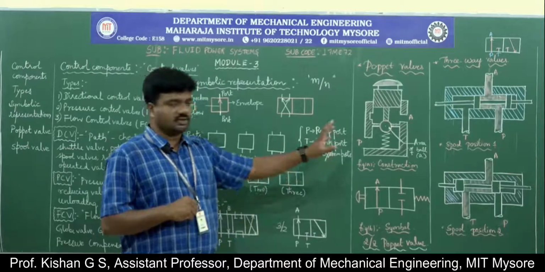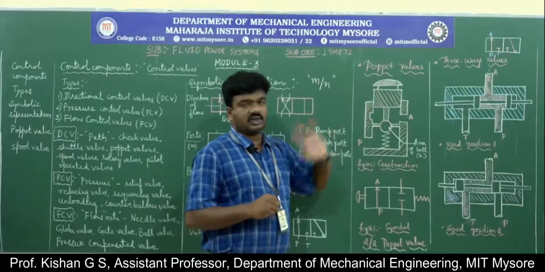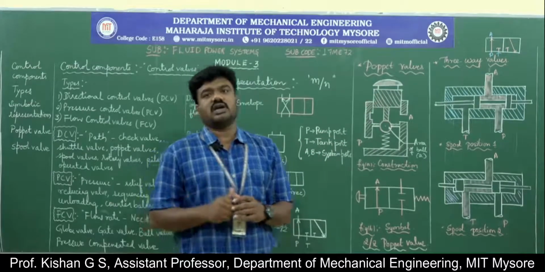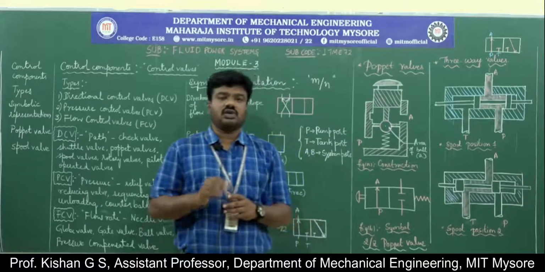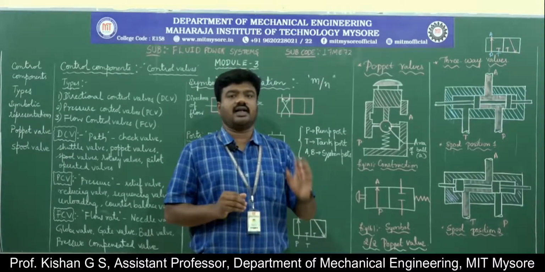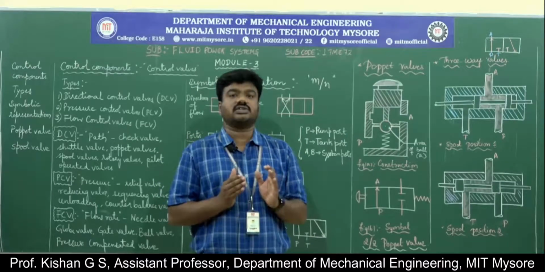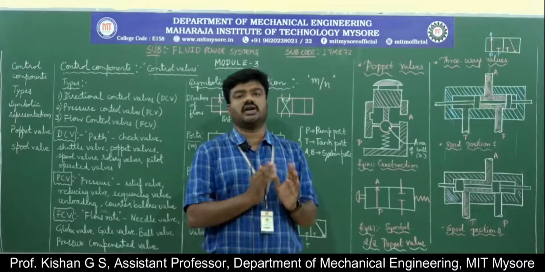We are going to study 2 valves here. One is poppet valve, another one is 3-way valve. As we are studying the concept of direction control valve, you should always keep in mind these valves represent only the direction path for the fluid to flow in the entire system.